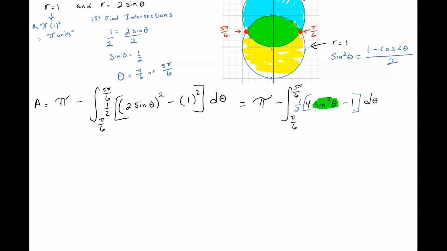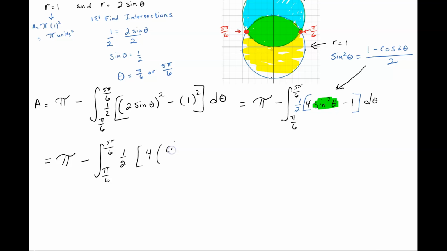And now I think I'm ready to clean this up a little bit more by applying that identity right in there. So I'm going to continue and say that I have pi minus the integral from pi over 6 to 5 pi over 6. I'm going to have a 1/2 in the front, then 4 times 1 minus the cosine of 2 theta divided by 2, and then minus 1, and then d theta.